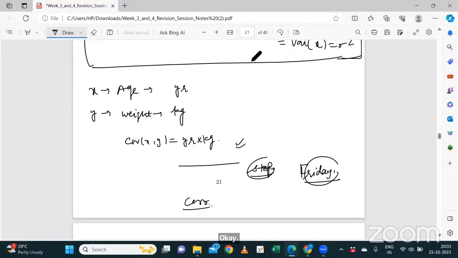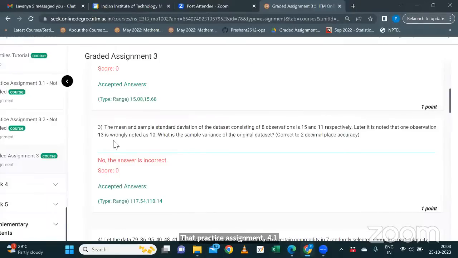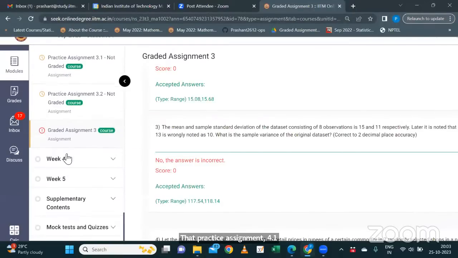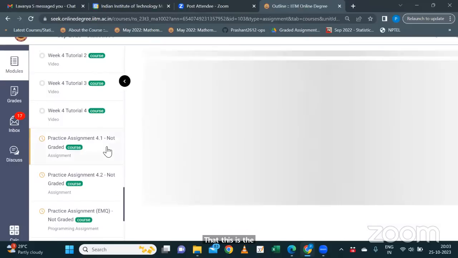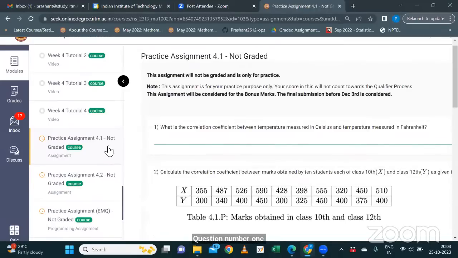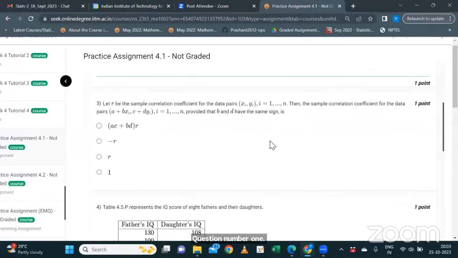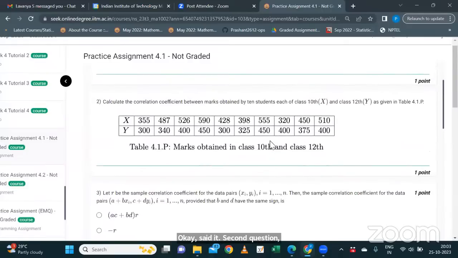Practice assignment 4.1, question number 1. The question might be different actually. Sir, it's the second question in your assignment. It's a sample data, no?